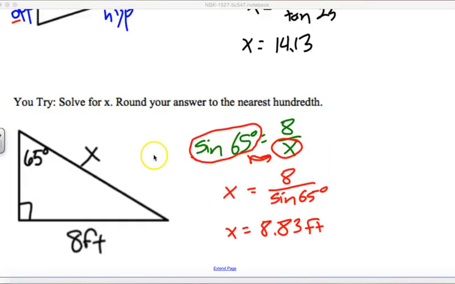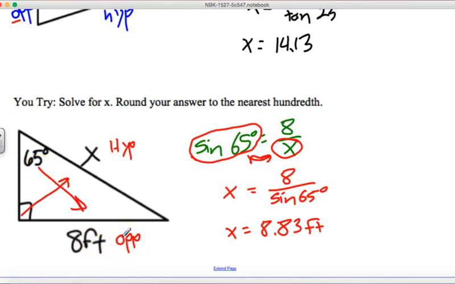Okay, so right here we should set up our equation as the sine of 65 degrees equals 8 over x. And the way we know that is because x is across from 90, so it's our hypotenuse. And the one across from 65, the angle we're working with, is the opposite. That's what we know. We know the opposite. We want to find the hypotenuse.